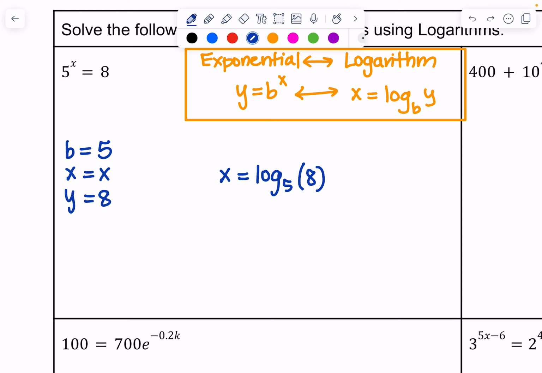Okay, and that is probably going to be fine in the assignment, but if not, you can type this in your calculator and you're going to get 1.292.